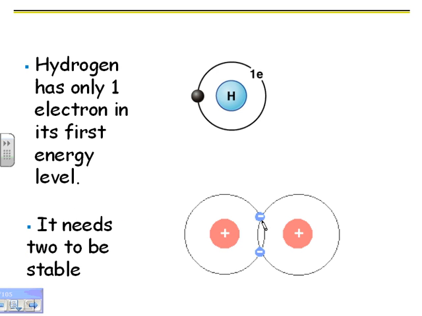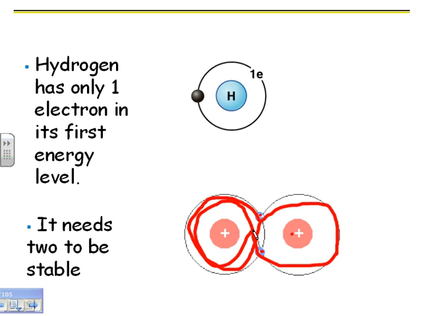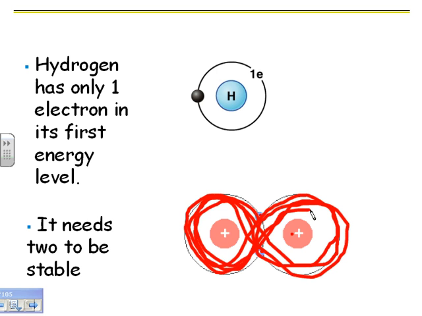So here's what it does. This electron was from this one, and this electron was from this one. And if they both go around both, then both atoms will end up with two shared electrons. And so that's a covalent bond, and that's a really important thing. So it's shared electrons.